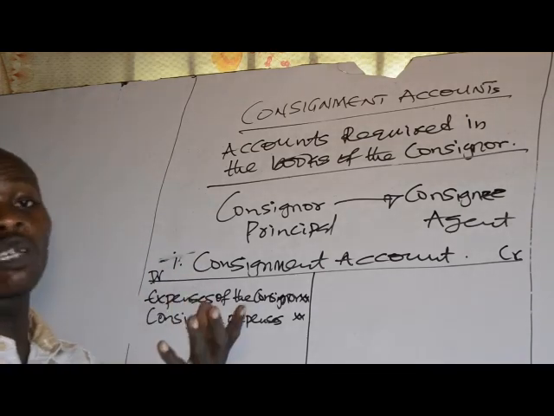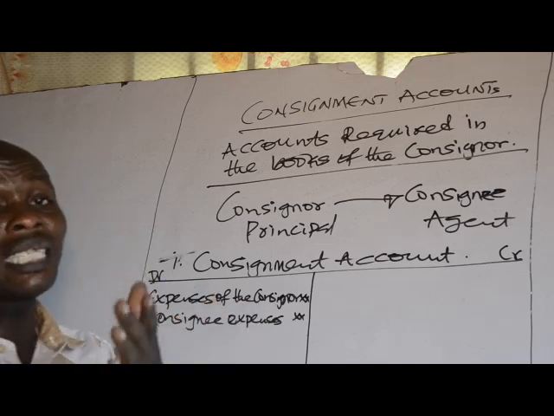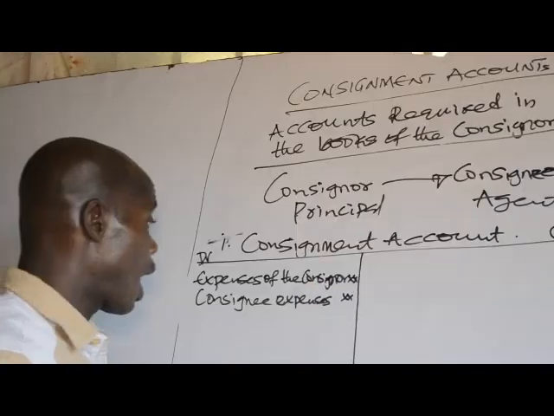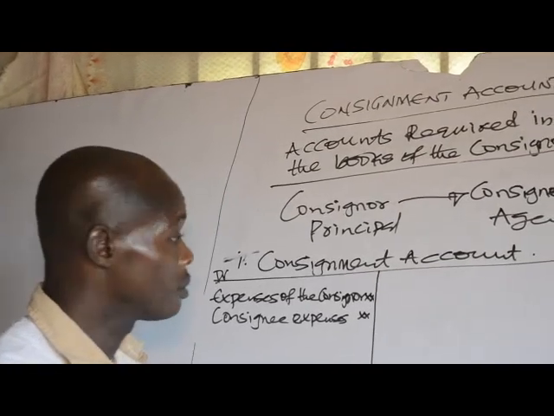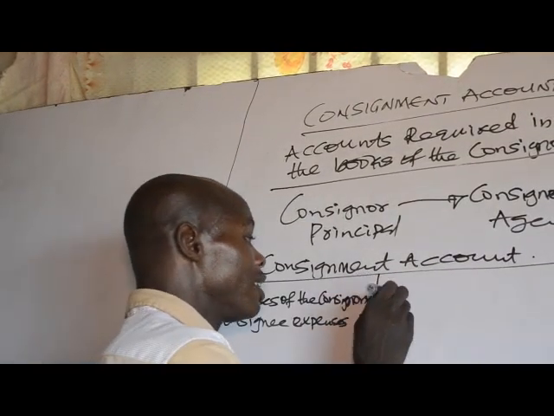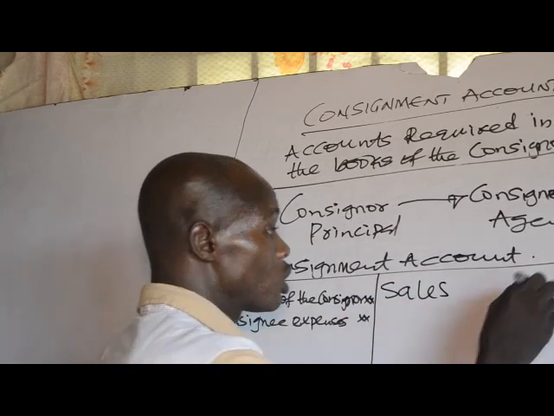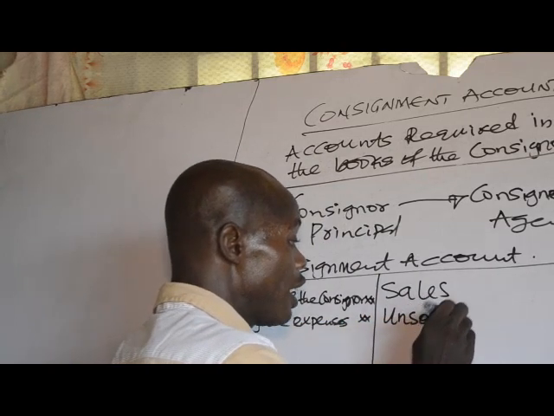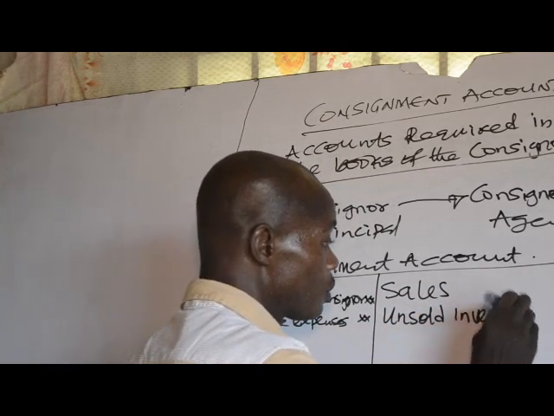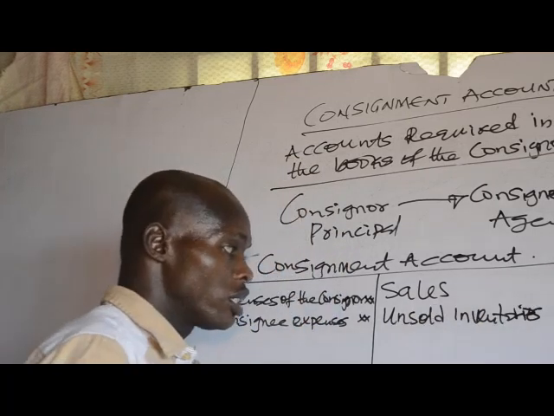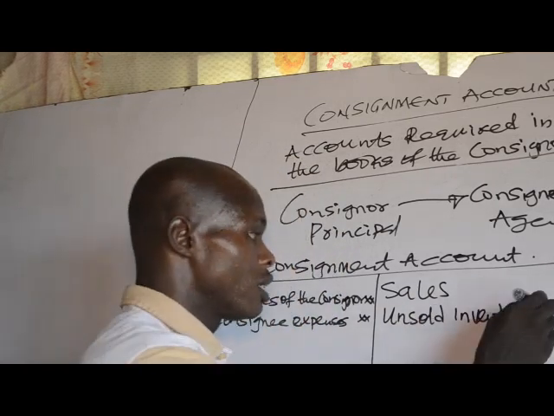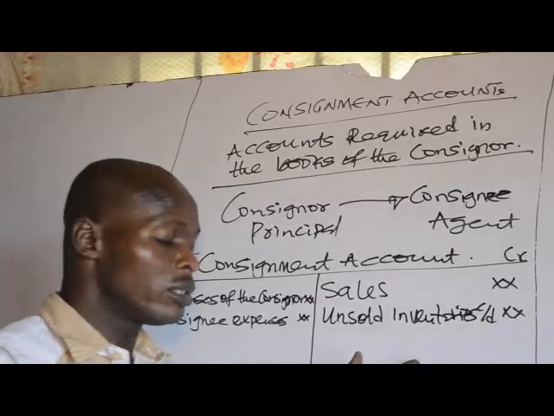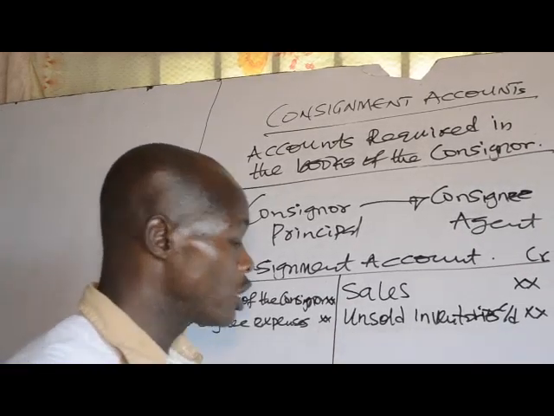I've told you that at the debit side of the consignment account, you are going to have the expenses incurred by the consignor, and I've given you examples of those expenses, and the expenses of the consignee. And at the credit side, we have the sales and the value of unsold inventory. Unsold inventory will be valued. That is, unsold stocks will be valued, and it will be credited to the consignment account. We will still consider how to value the unsold stocks or unsold inventories later.